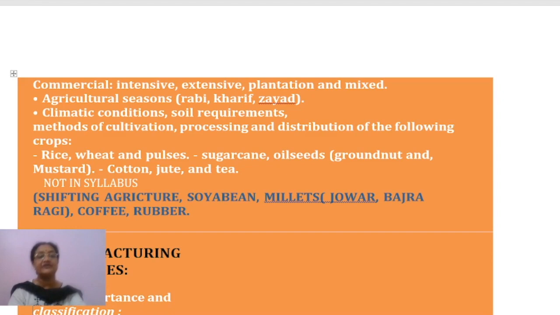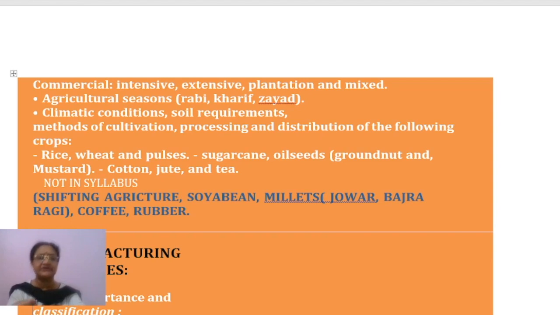requirements, methods of cultivation, then processing and distribution of the following crops. That is under the food grains, rice, wheat and pulses. Okay, the food grains are rice, wheat and pulses. So under this you will find the millets are not there. Okay, millets, and then after that you will find soya bean is also there in your book. So please cut the millets and soya bean. Both these are not there in the syllabus this time.